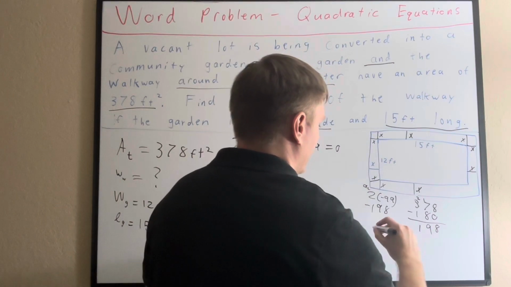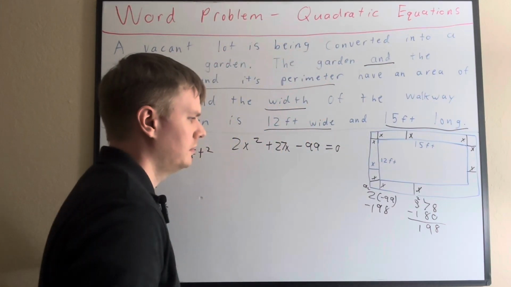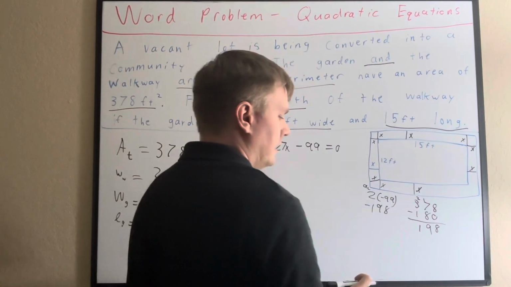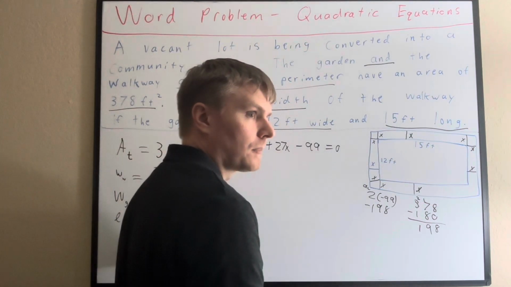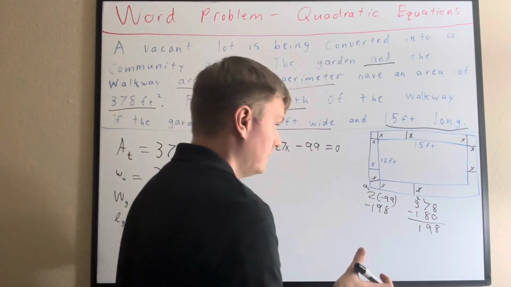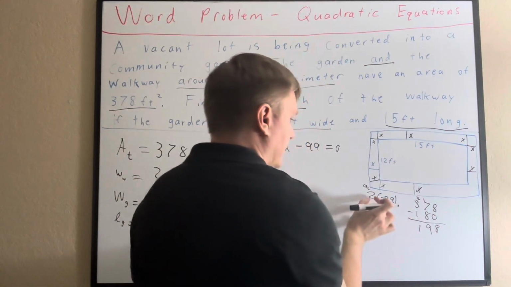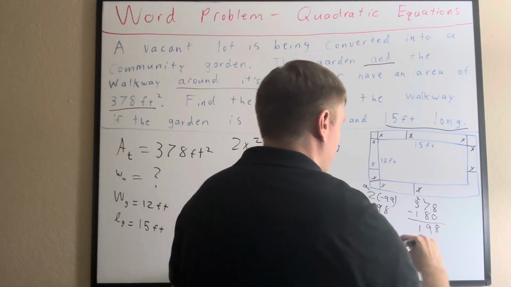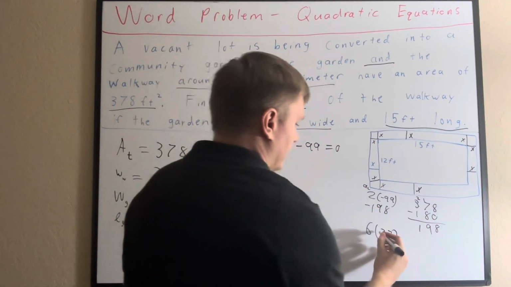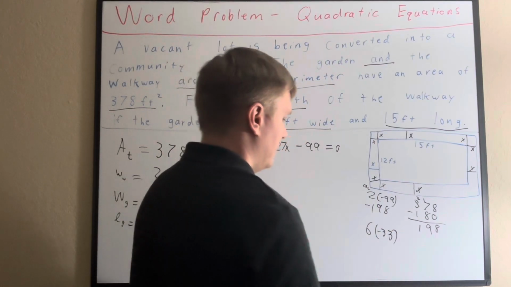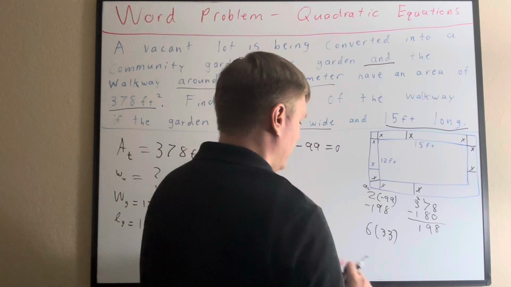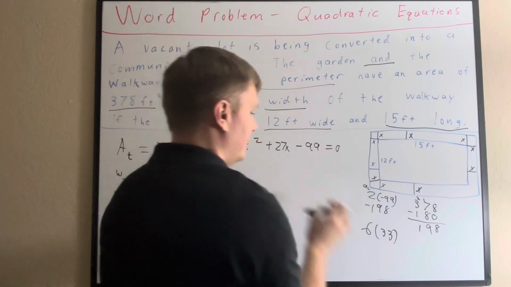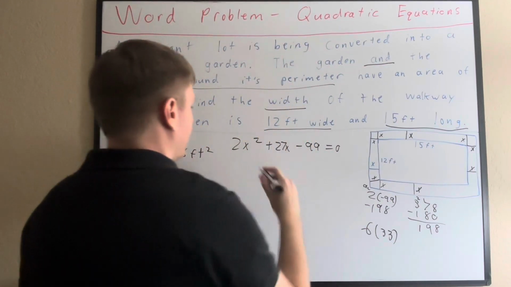But 99 divided by 3 is 33. And since we divided that by 3, we need to multiply the 2 by 3. So we get 6 times 33. That should give us 198, or negative. And look at it. If this is the negative, guess what? 33 minus 6 is 27. So I think we've got our 2 numbers there.